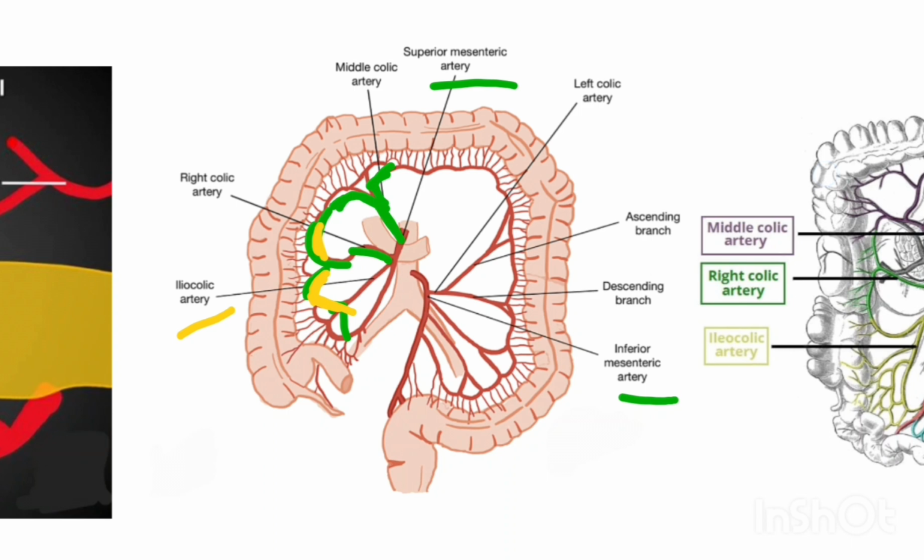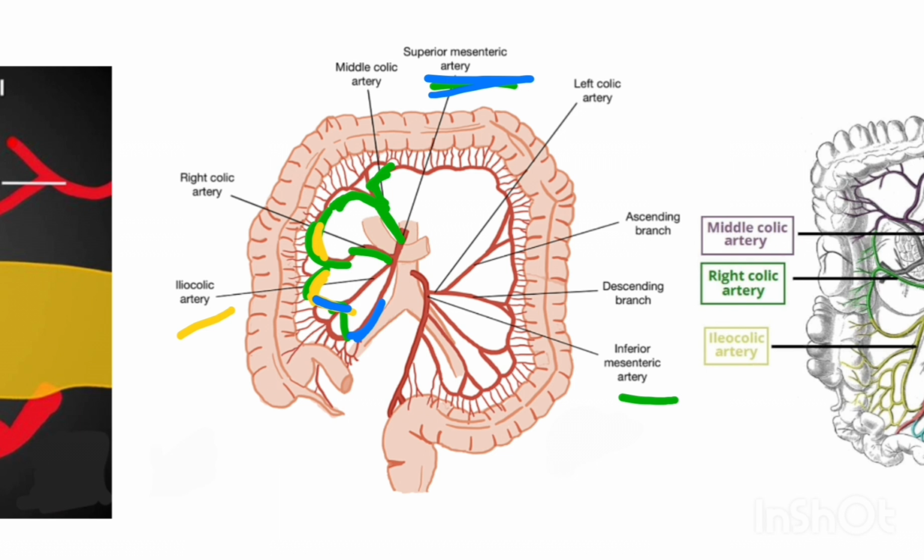So coming to the ileocolic artery, the ascending branch gets anastomosis with the descending branch of the right colic artery, whereas the descending branch gets anastomosis with the terminal end of the superior mesenteric artery. So these all are about the superior mesenteric artery. So this supplies the midgut.